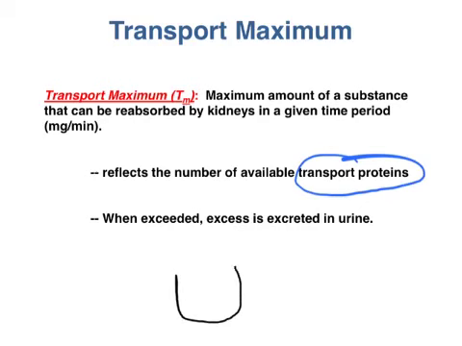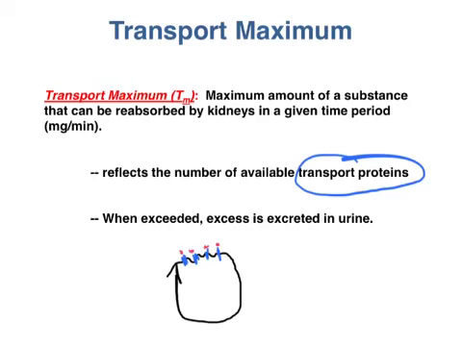Now, if you have a limited number of transport proteins in the plasma membrane, and all of those transport proteins are occupied, you can't absorb any more of that substance, no matter how much of that substance is in the filtrate. Under normal healthy conditions, there are as many transport proteins as you need. But when you have pathological conditions where you have higher concentrations of a particular substance in your filtrate than you would normally have, transport proteins can be exceeded.